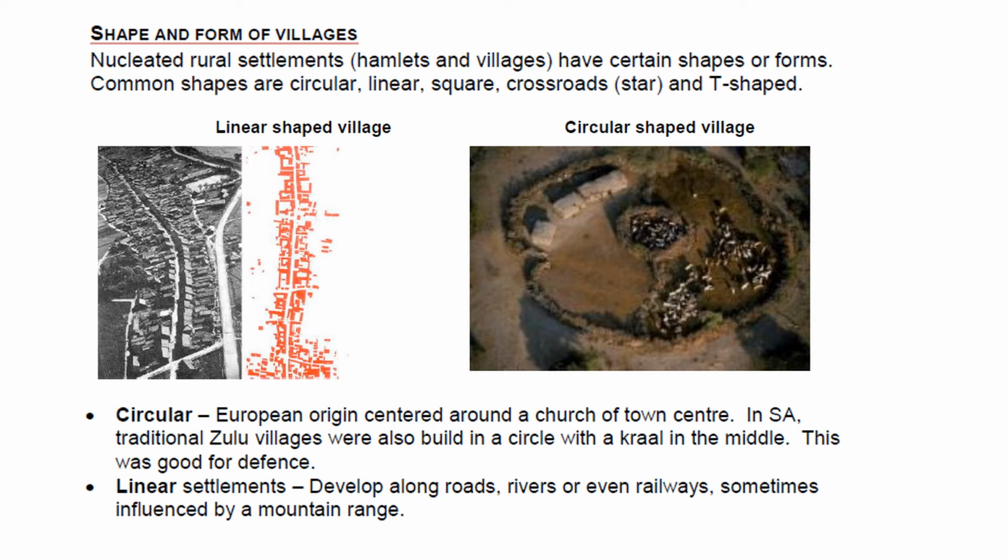Circular shaped villages in Europe, it is normally around a church square or something like that, the town square. But in South Africa, a typical rural Zulu village was like that. And they kept the kraal with the cattle in the middle so that they could defend it, they could look after it.